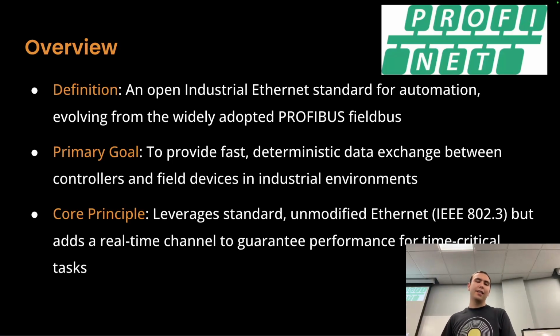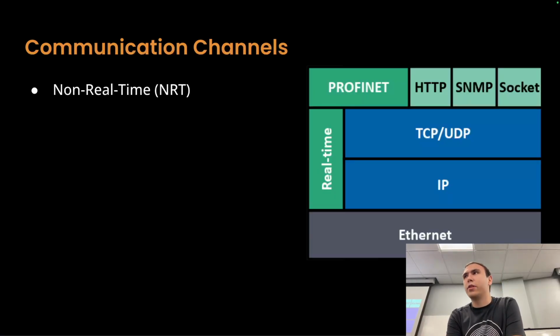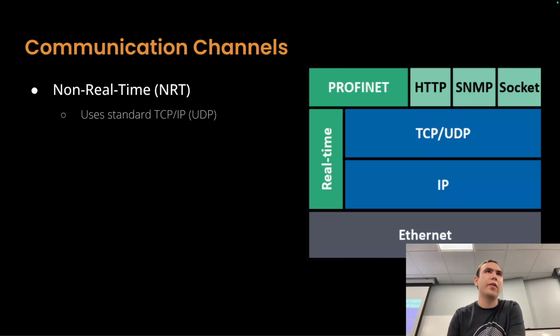principles is that it leverages unmodified Ethernet, so it uses the Ethernet protocol, layer 2, but it adds a real-time channel. So instead of using the TCP/IP stack, it'll use a separate channel to do some of the faster, more time-critical tasks. So you have your non-real-time, which is your standard stuff. Say you're setting a config, something like that. This uses TCP/IP, so just what you'd find in your everyday IT environment.